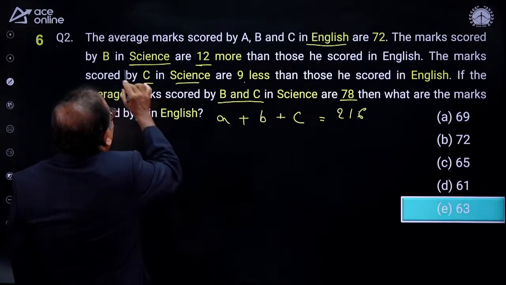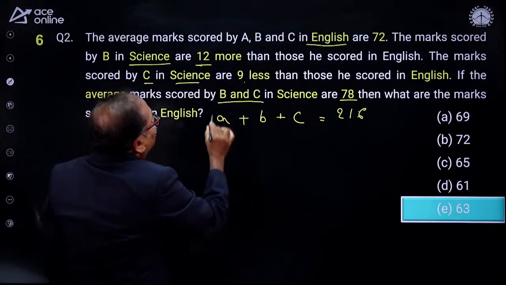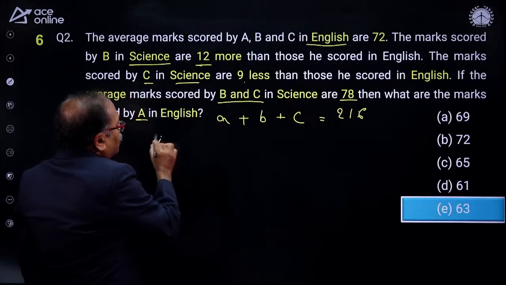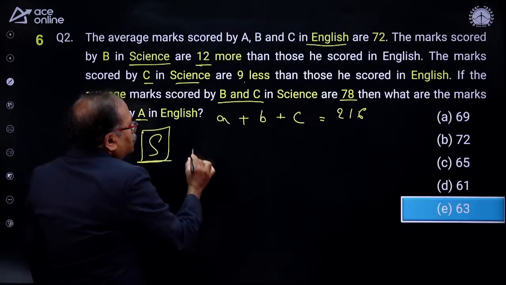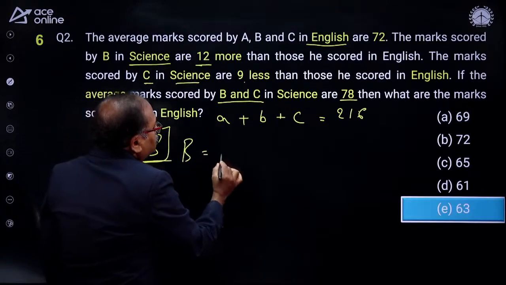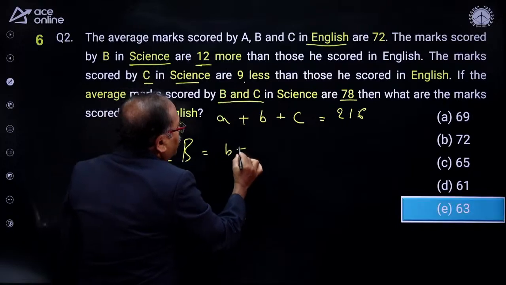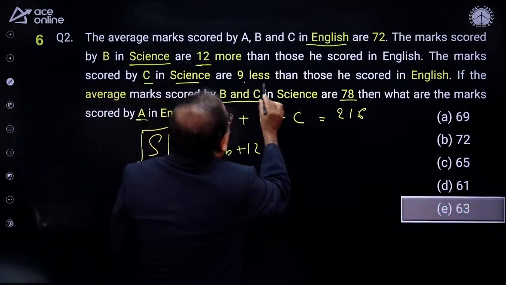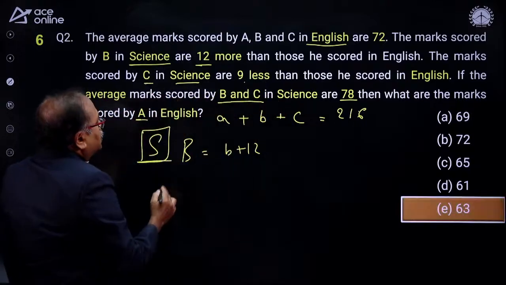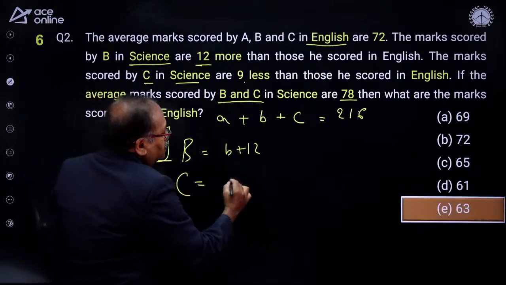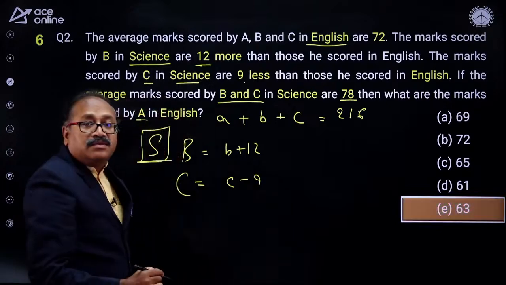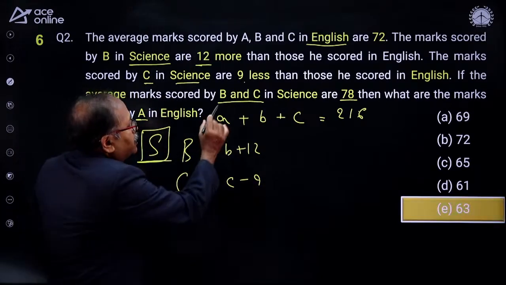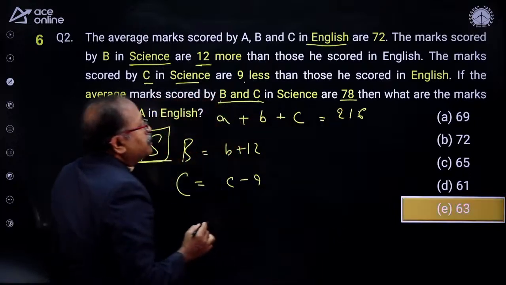And next it is given about the B science is 12 more than English. So now we are talking about science. So B science is 12 more, so B plus 12 over here. Next one, it is given that 9 less. Who's 9 less? C. So C is C minus 9, 9 less than his score in English. And the next sentence, B and C average is 78.